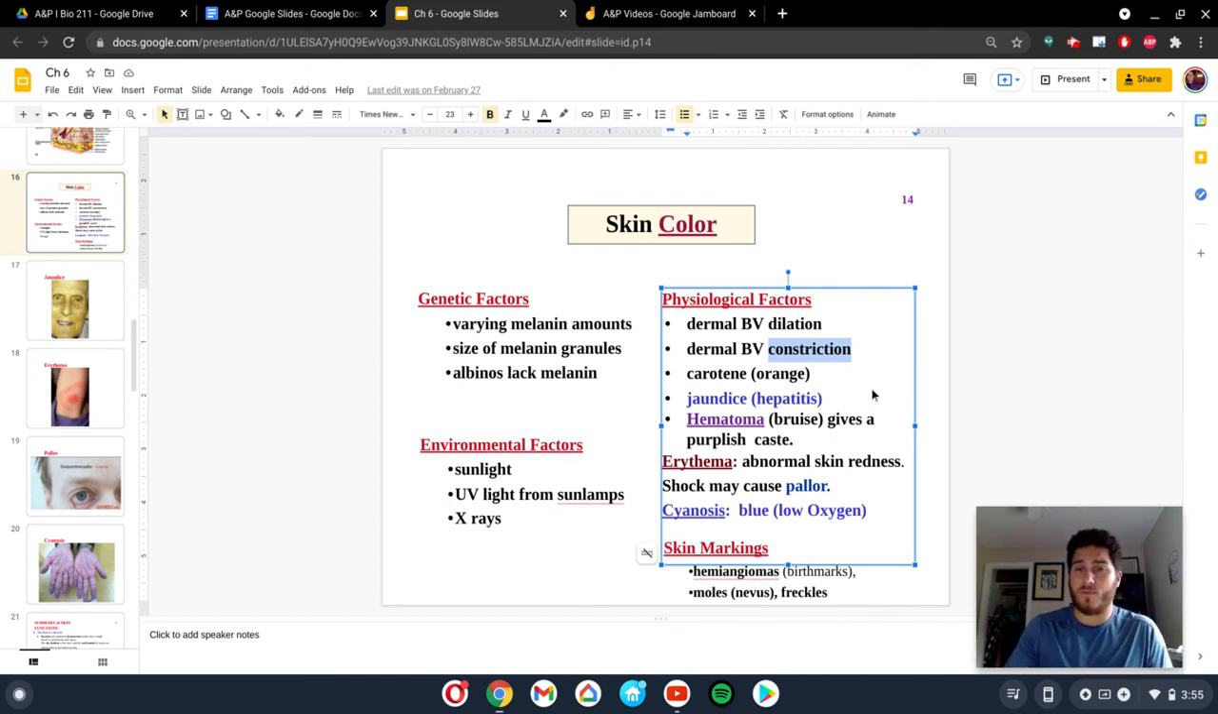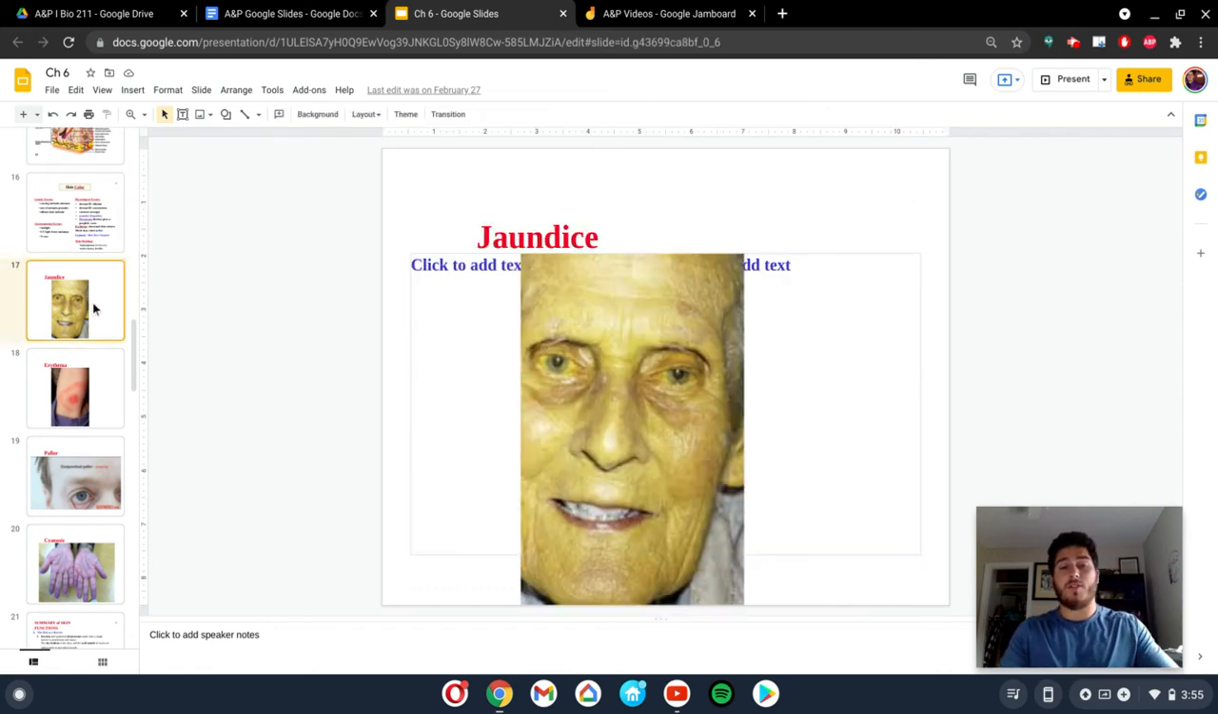Just before we finish this up, here are a couple images. This is obviously an extreme image. Hopefully, if anyone sees any yellowing, you go to the doctor immediately. This is someone with jaundice. So you can see the yellowing of the skin. Typically, the first place you're going to see it is the white of your eyes. So if you start seeing any yellowing there, that is a sign of jaundice or some sort of liver issues. So please go to the doctor.